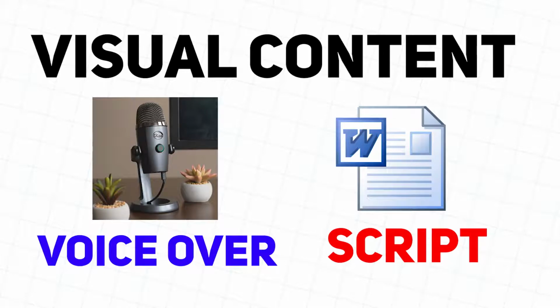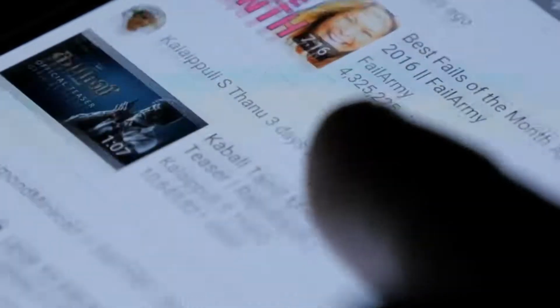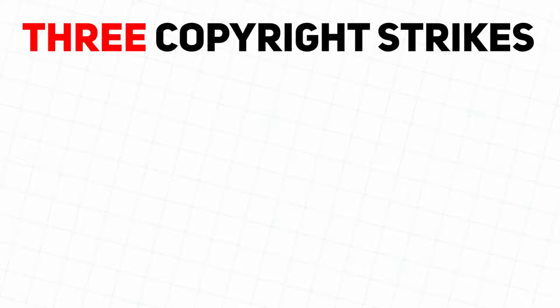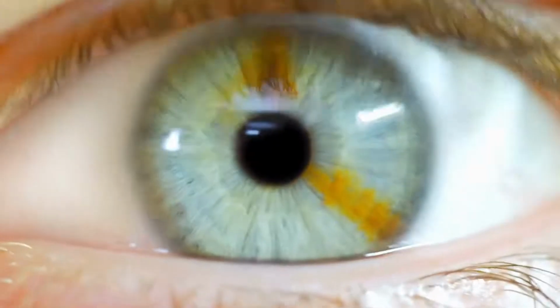Visual content. The next step is to ensure once your voiceover and script is done, you can get your visual content. Now, when selecting your visual content, you need to make sure that you do not steal people's clips or run into copyright issues, because if you get 3 copyright strikes, your channel will be deleted and you will not be able to make another one. So you need to pay attention to this.